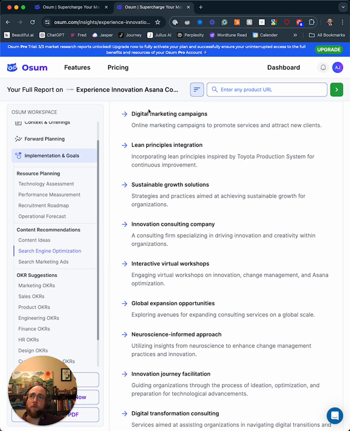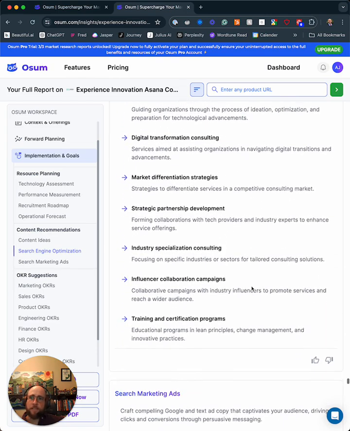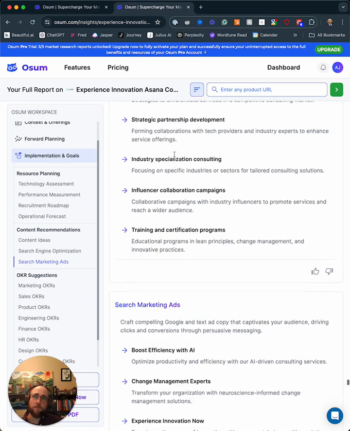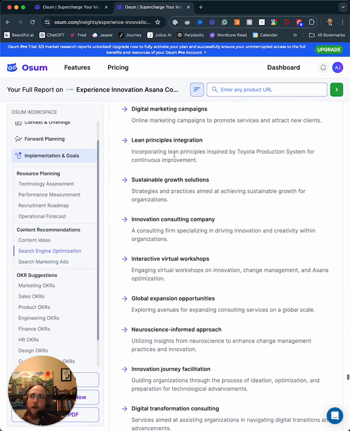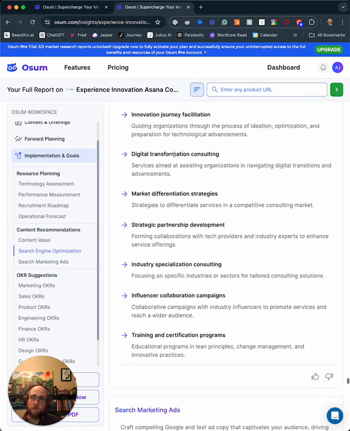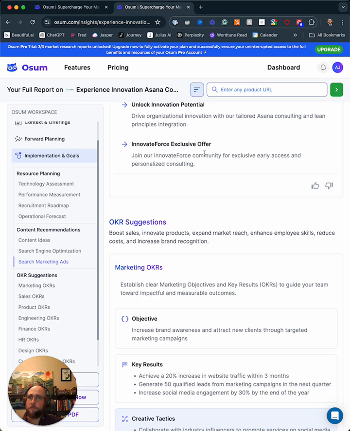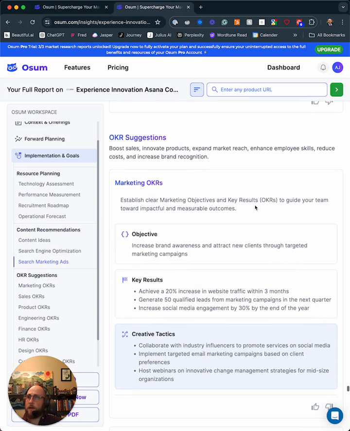So I guess for the Osum team, it would be wonderful to have part of this be actually a questionnaire on the brand itself in terms of the different activities they may be completing. Realizing that you may not always be assessing your own brand, you're most likely using Osum to assess someone else's brand. This is good. This is all very insightful information, and if I didn't know anything about the brand, I would agree with this list of keywords for sure. It's a good fit. Search marketing ads, yep, I would agree with all of those. Not sure what the Innovate Force exclusive offer is. I don't plan on having an Innovate Force community anytime soon, but that's okay.